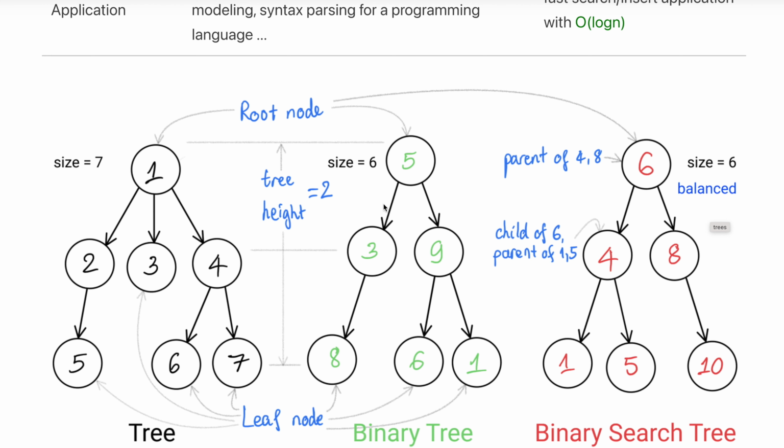In this particular example, we can see that all the trees here have the height of 2. Next, we have the concept of a balanced binary tree. A balanced binary tree is a tree that has the left and right subtree of every node differ in height by no more than 1.